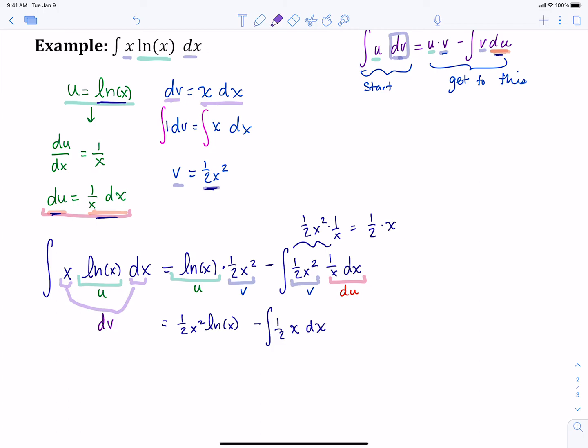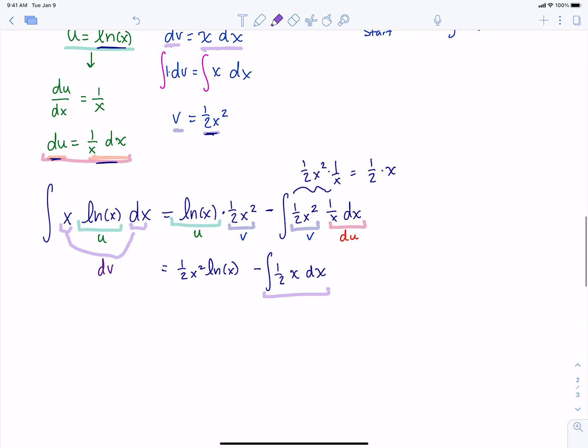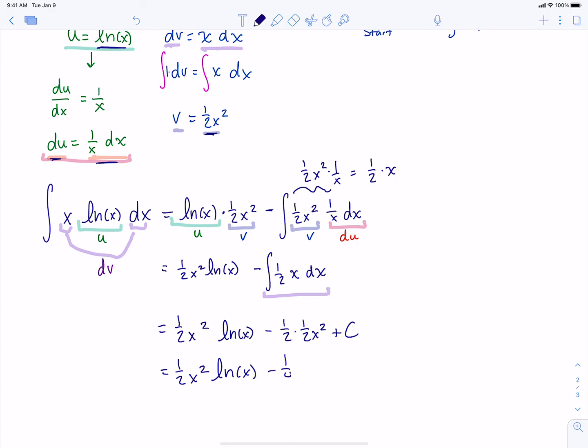And now take a look at this integral that we have sitting right here. We know how to do that integral. We've done this property that we know is true because it comes from the product rule that we proved back in 251. And we now have an integral that we can take. So we get 1/2 x squared natural log of x minus 1/2 times 1/2 x squared, and then plus our c. So we get 1/2 x squared natural log of x minus 1/4 x squared plus c.